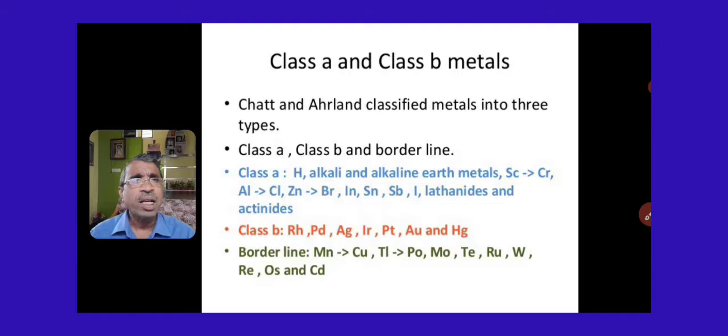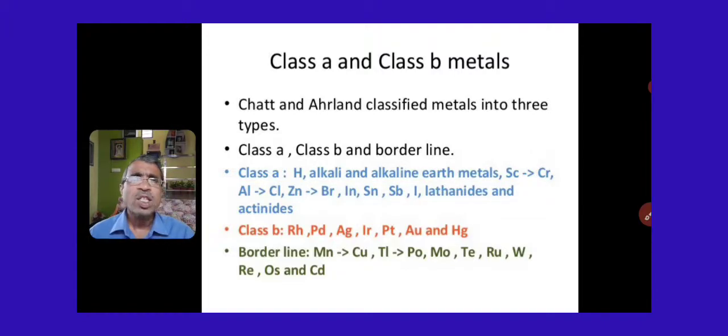Alkali and alkaline earth metals, scandium to chromium, aluminium to chlorine. Chlorine is a non-metal, but in some interhalogen compounds, chlorine gives the electrons. Zinc to bromine, indium, tin, antimony, iodine, lanthanides and actinides belong to class A type of metals.